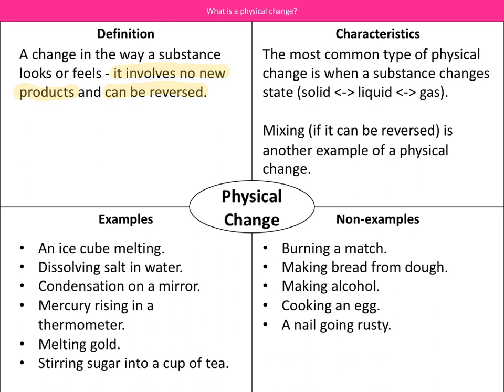Now, the most common type of physical change, and one you could recognise fairly straightforwardly, is a change of state, whether you've got something going from a solid to a liquid, or vice versa. The other type, which often gets ignored or not really thought about, is when two or more substances are simply mixed.